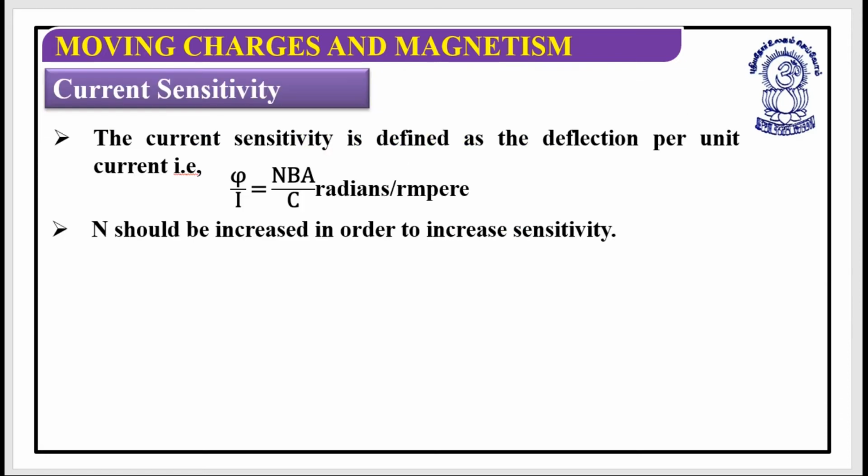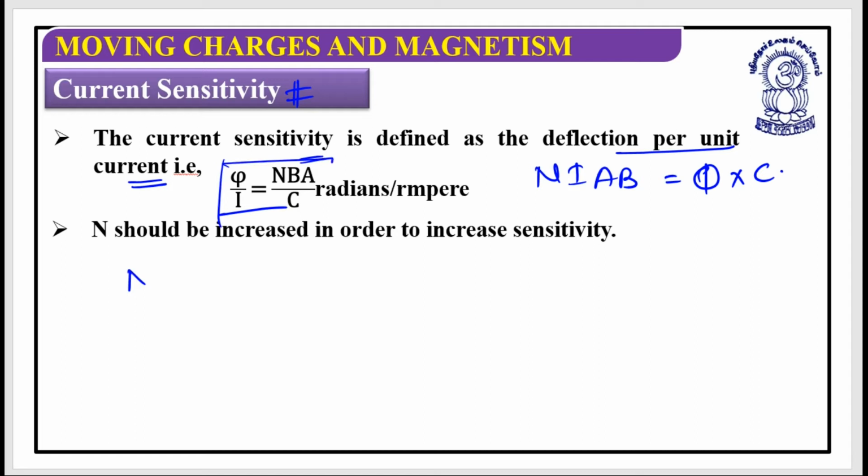Now let's discuss the very important part of the galvanometer: its current sensitivity. The current sensitivity can be defined as the deflection per unit current. So we have NIAB equal to phi into C. So we define phi by I, which is N into B into A divided by C, and its unit is radian per ampere.